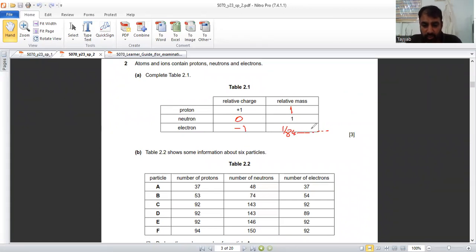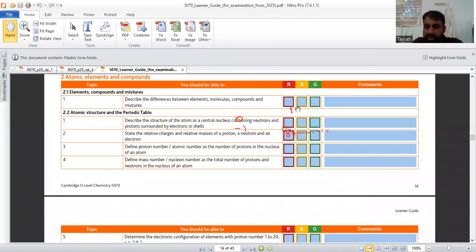You have seen the question. It is of 3 marks. A very easy question. If you are familiar with the basic structure of the atom, you can give the answer to this one. Show some information about 6 particles. Yes, this will come next. In the next topic we will see it, what the checklist is saying and what the checklist is asking about this question. We will see it. Wait.